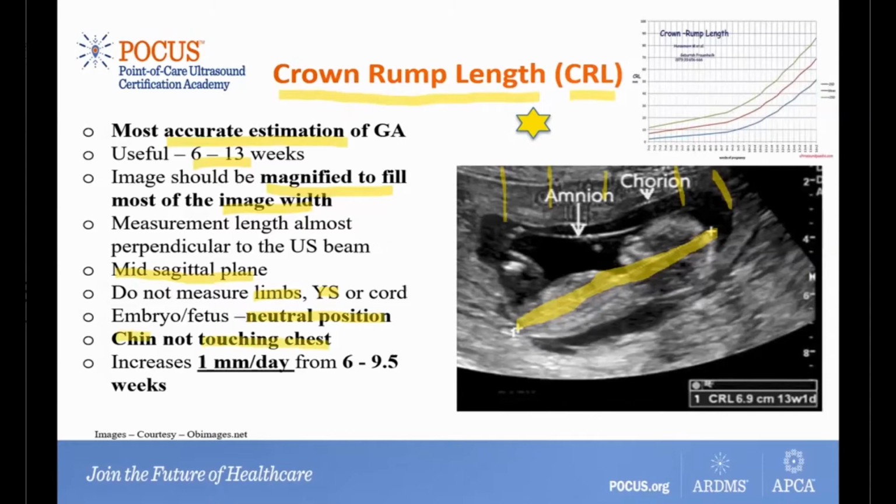So in this example, we can see that was done correctly because here is the chin right here, and you can see that this is the upper chest, and there is a gap in between. We can see anechoic amniotic fluid in there, clearly present. And let me draw that so you can see this is the space that I'm talking about. So the chin is not touching the chest. So clearly this is a good position. And also keep in mind that the CRL increases at the rate of 1 millimeter per day from 6 to 9.5 weeks.